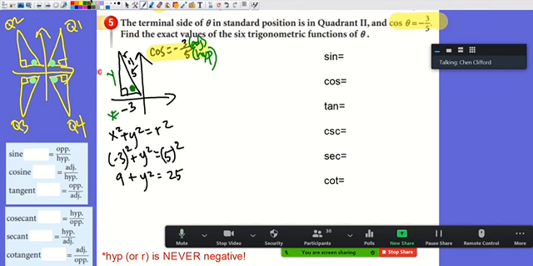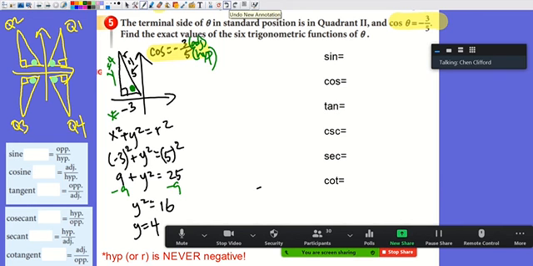I'm going to subtract 9 from both sides, and I get y squared equals 16. Square root both sides, and y equals 4. So y is going to equal 4. And remember, y is positive 4 because it's going up. Because this is going up here.